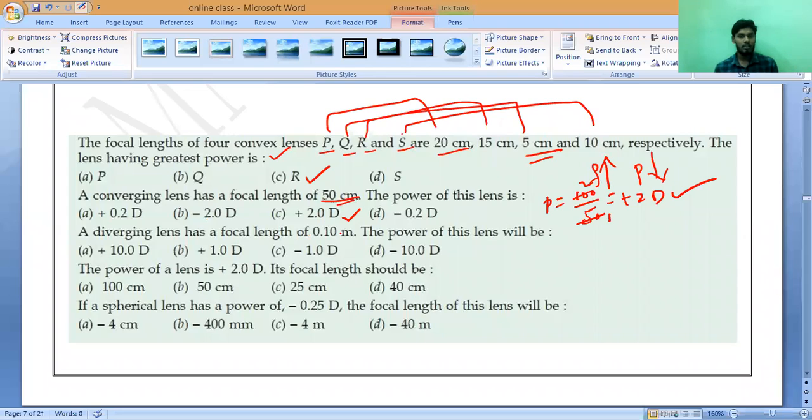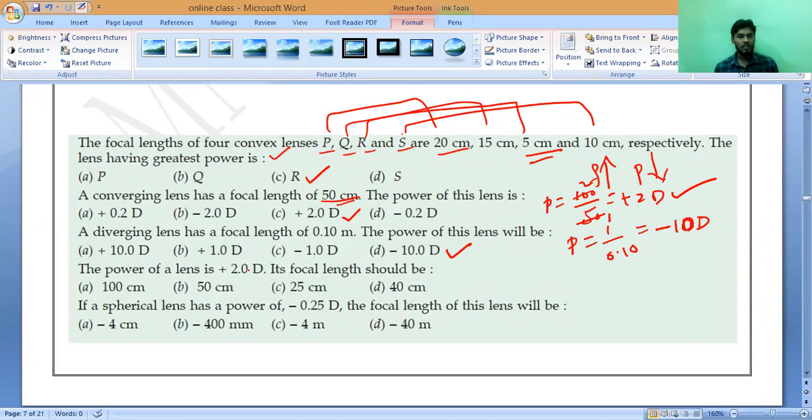Next, a diverging lens of focal length 0.1 meter. D, sir, minus 10D. So D is 1 by 0.10, which is equal to how much? Minus 10D. Very nice. Next, fast.